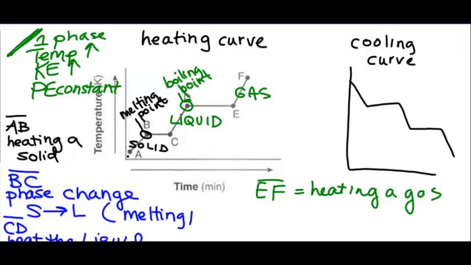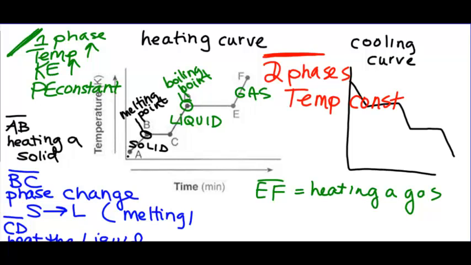Okay, now, on the flat parts, right? On the flat parts, we're in a phase change. So there's two phases present. Right? Depending on what phase change you're having. If you're between solid and liquid, then those are the two phases you got. If you're between liquid and gas, those are the two phases you have. Okay? What's happening to temperature on the flat part? It's constant, right? Temp is constant. And if temp is constant, what else is constant? Kinetic energy. Because it's a measure of kinetic energy.